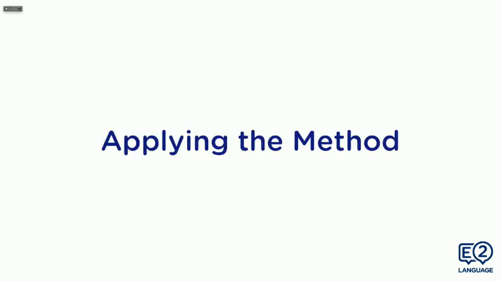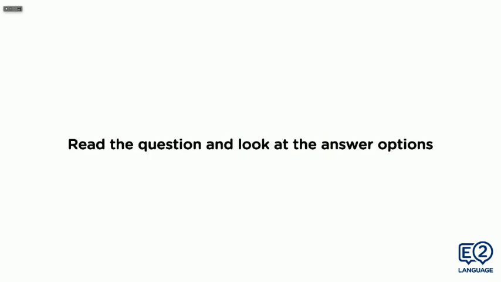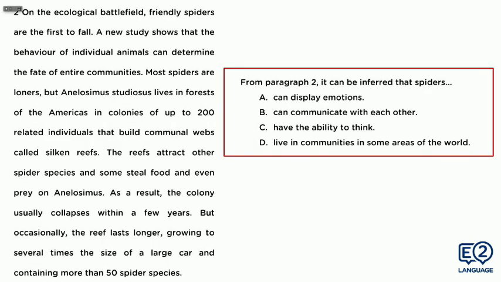Okay, so let's apply the method. Step one, read the question and look at the answer options. So we look here first. It says from paragraph 2, it can be inferred that spiders can display emotions. It can be inferred that spiders can communicate with each other. It can be inferred that spiders have the ability to think. It can be inferred that spiders live in communities in some areas of the world.